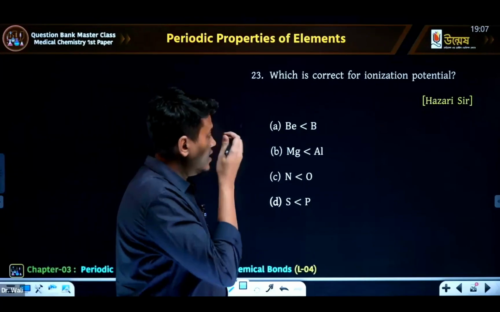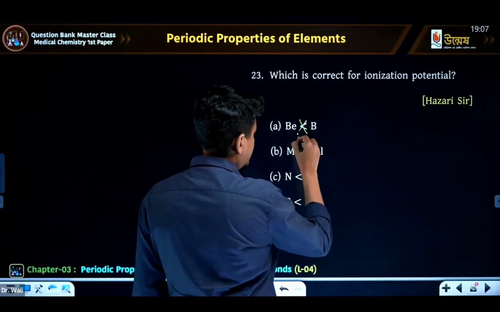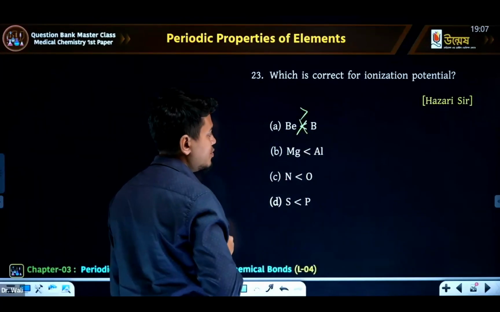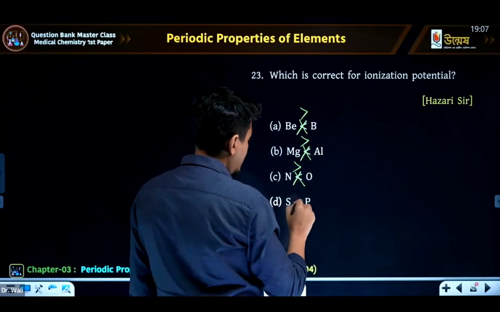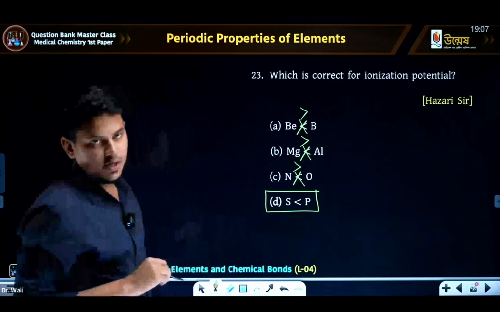Which is correct for ionization potential? Beryllium, boron? No, this is incorrect. Beryllium should be higher than boron. Magnesium, aluminum? No, this is wrong. Nitrogen should be this way. Phosphorus greater than sulfur? Yes, this one is correct. Option D will be correct.